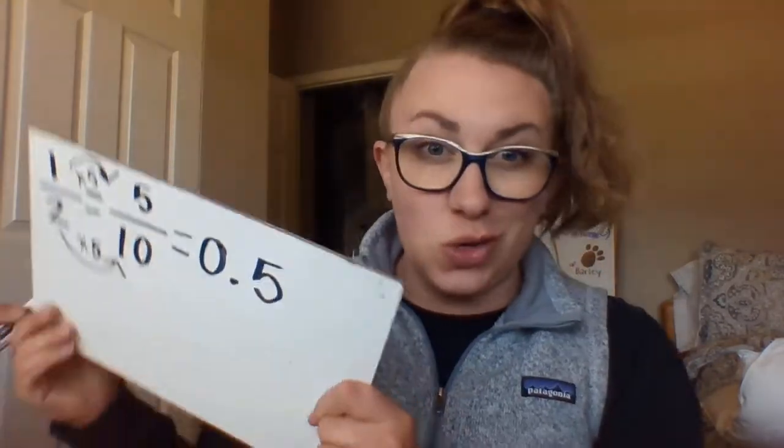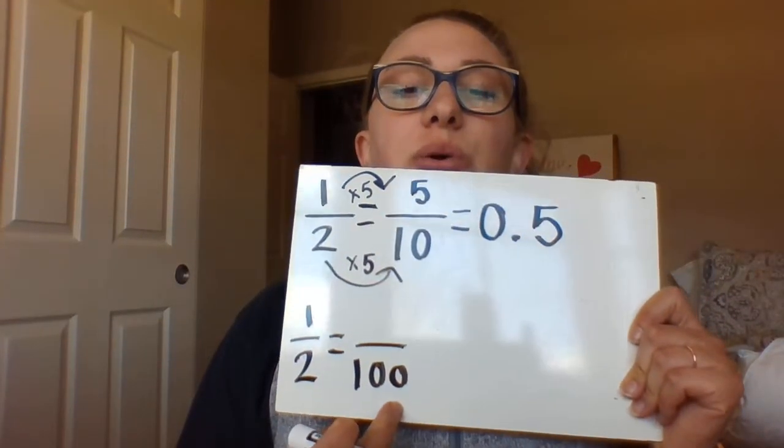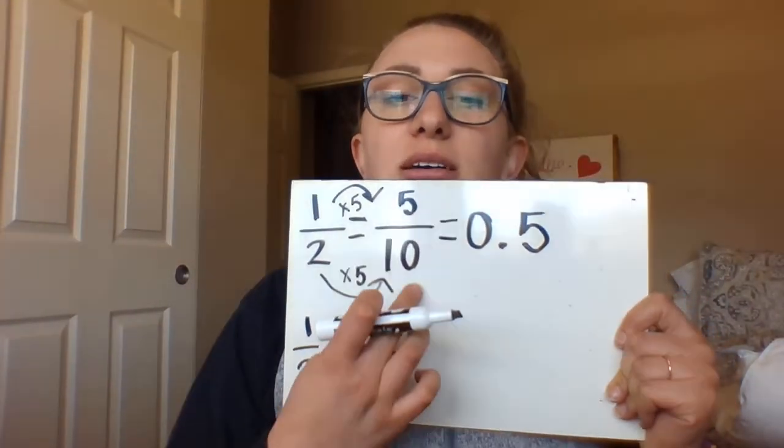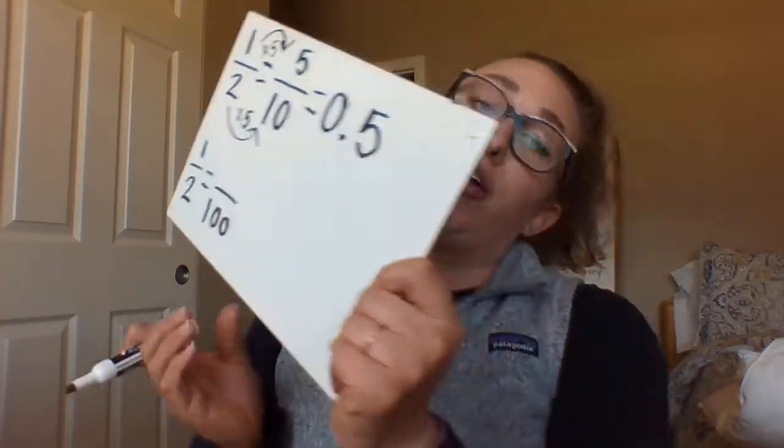I'm going to quickly show you how you could do this with hundredths. 1/2 to hundredths. I know that there's one extra 0 here in my hundredths versus 10. So I just need to add zeros here. So instead of multiplying by 5 for my numerator and denominator, I'm actually going to multiply by 50, times 50.